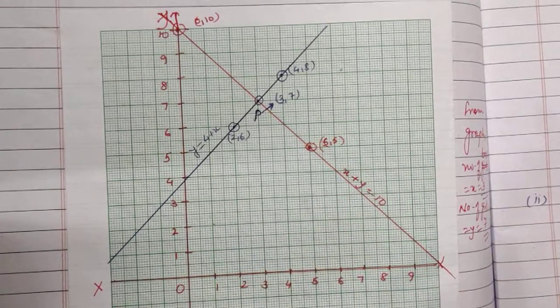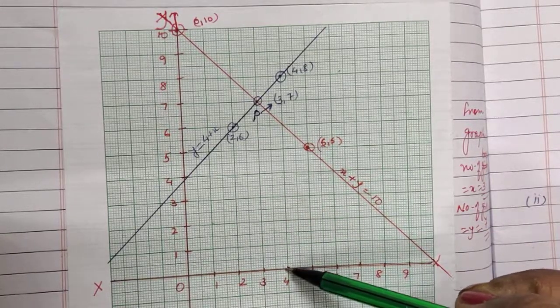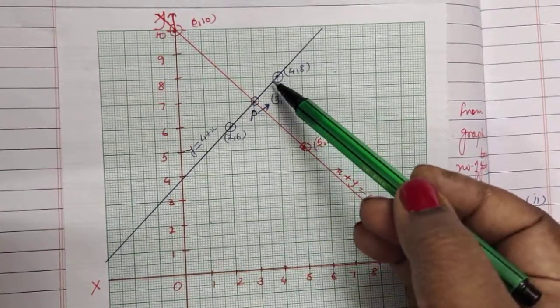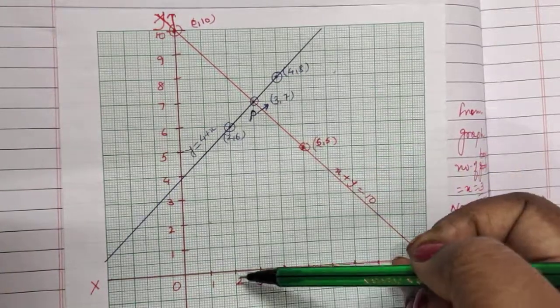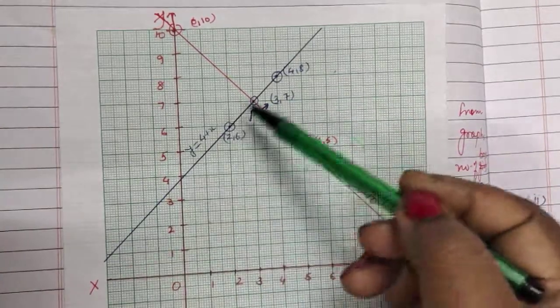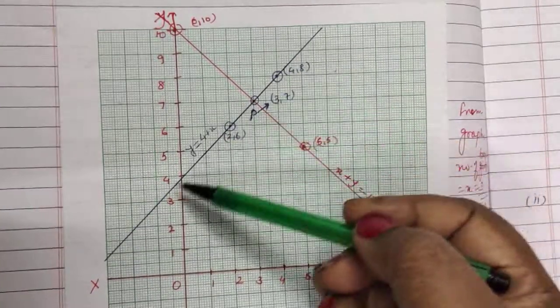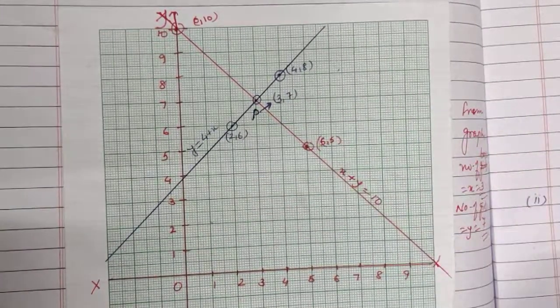Now for the second equation, that is y equals 4 plus x, the first coordinate was 4, 8. So it is 4 here and 8 here. Okay. So it is 4, 8. Second was 2, 6. So 2 and 6. Now I have joined these two points. So I have got this graph, blue line. I'm denoting it with a blue line. So y equals 4 plus x.